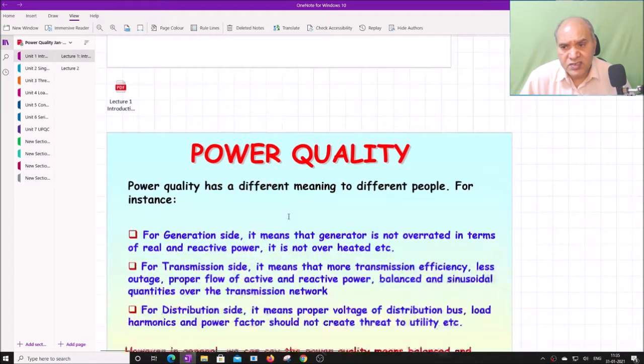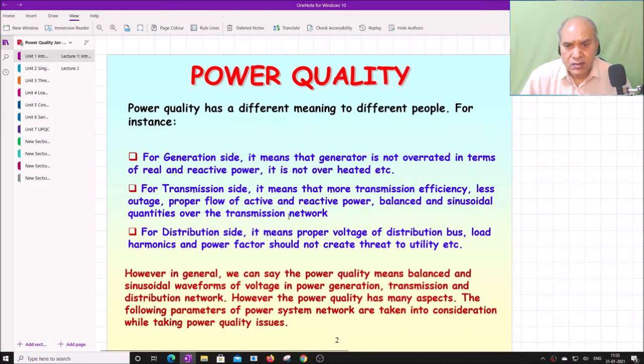Now we will start some introduction on the power quality that we will go through in this course. The term power quality has a different meaning to different people. In the context of the power system, we have 3 main components of our system, that is the generation system, transmission system and distribution system.